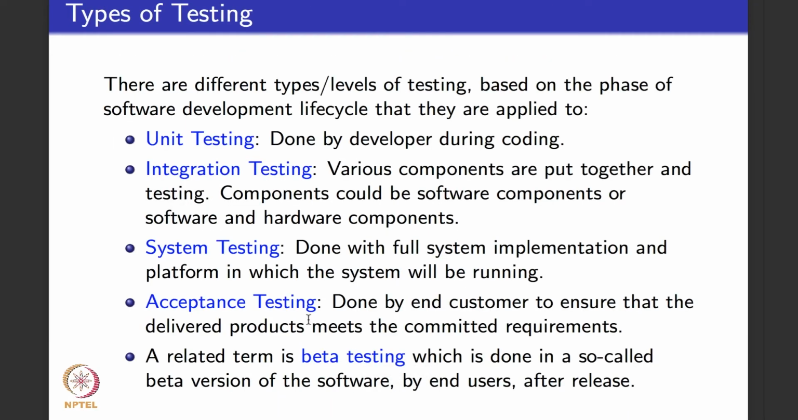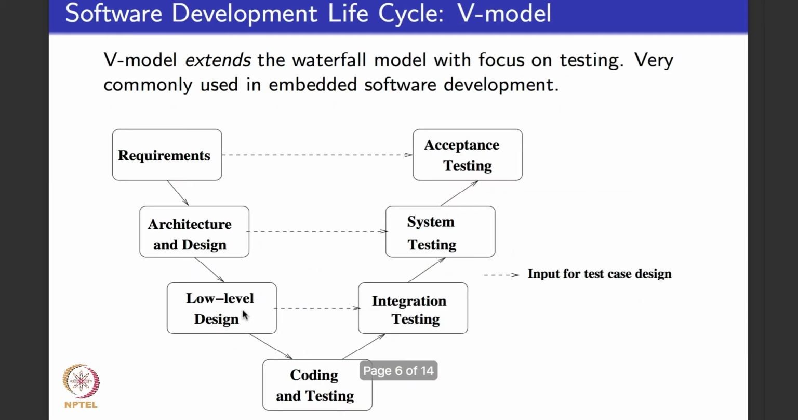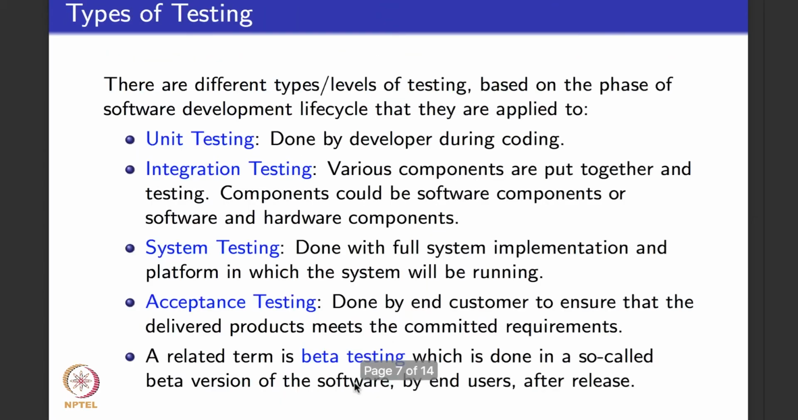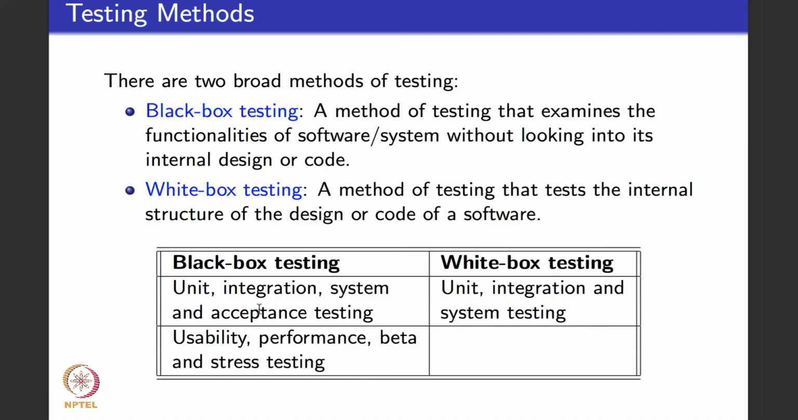This is again what I told you right in the first week. This is just a recap. These were the various types of testing. We discussed unit testing and integration testing just now. After that comes system testing and acceptance testing, which were all discussed as a part of the V model. We also discussed what is called beta testing. And I also told you at the beginning of the course that good old testing terminology says that there are two broad methods of testing, black box and white box.